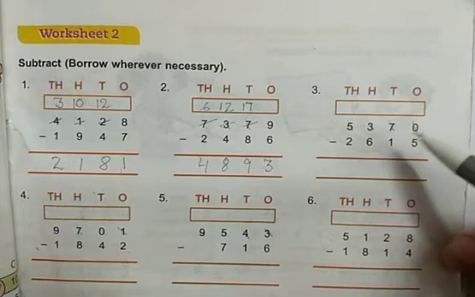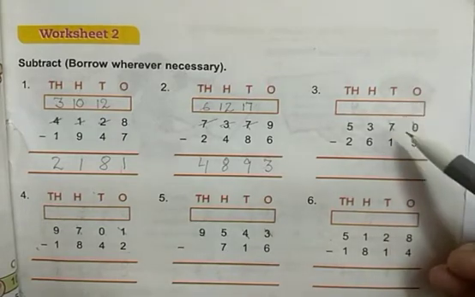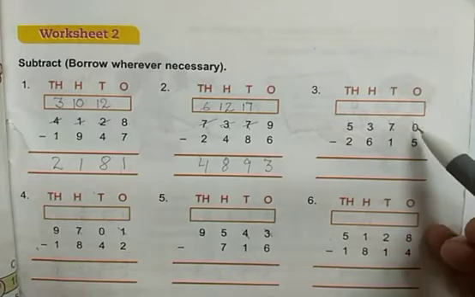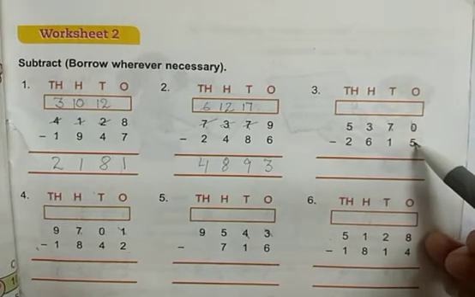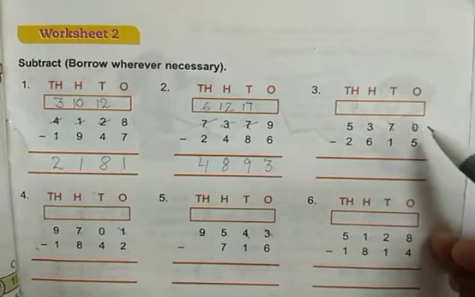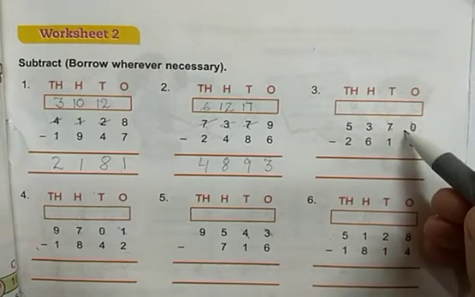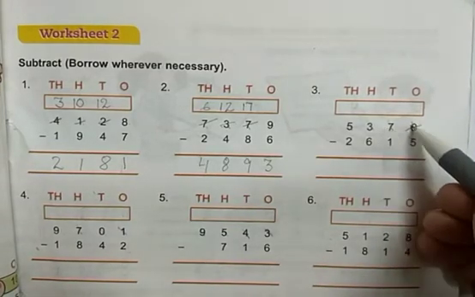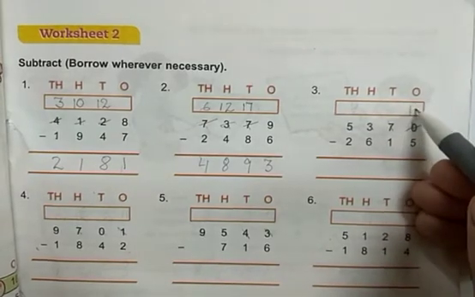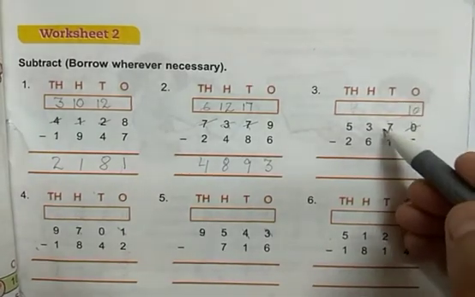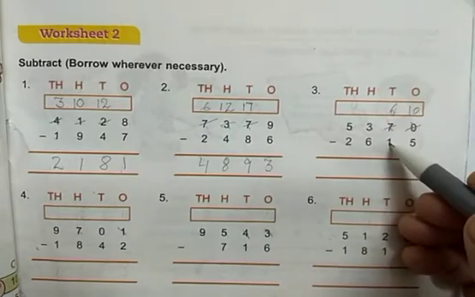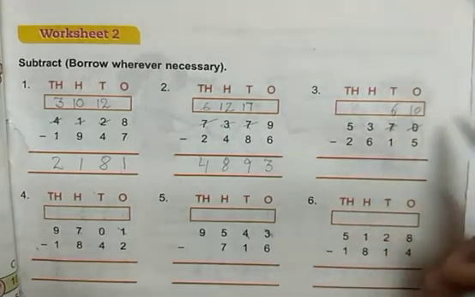Next question. Again check the upper digits. Here 0 is smaller than 5. So we have to make it greater by borrowing. So 0, when we borrow from the next place, that is 10's place, it will become 10. What will be left over here is 6. Now 6 is greater than 1. So it is fine. There is no need to borrow.